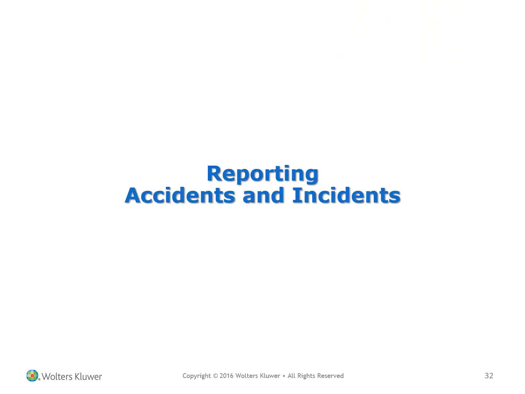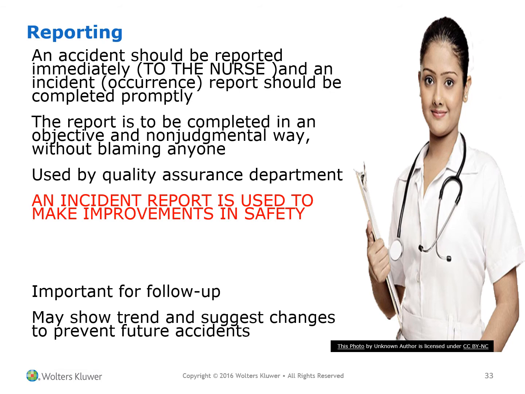Reporting accidents and incidents. An accident should be reported immediately to the nurse, and an incident occurrence report should be completed promptly. The report is to be completed in a way that is objective and non-judgmental, without blaming anyone. It's used by the Quality Assurance Department. An incident report is used to make improvements in safety. It's important to follow up because reports may show a trend and suggest changes to prevent future accidents.